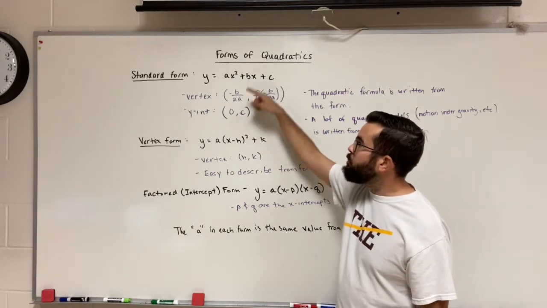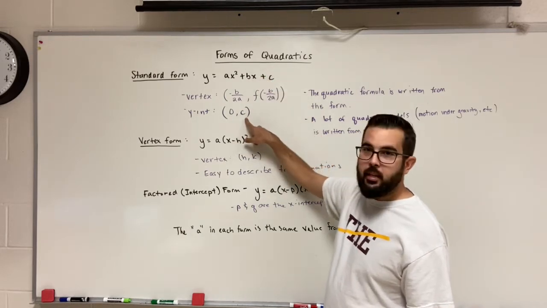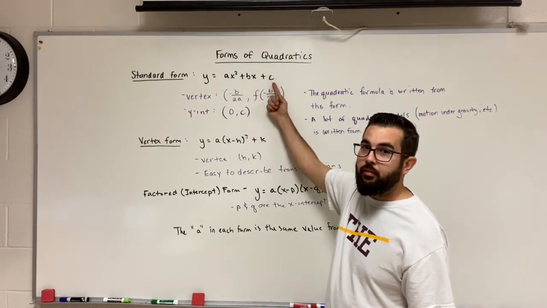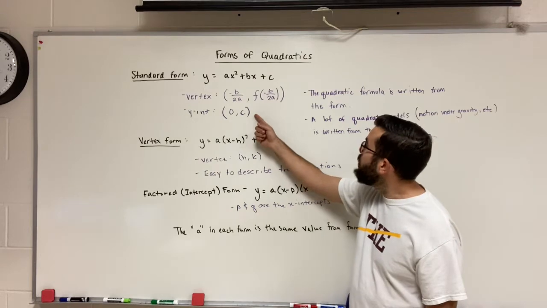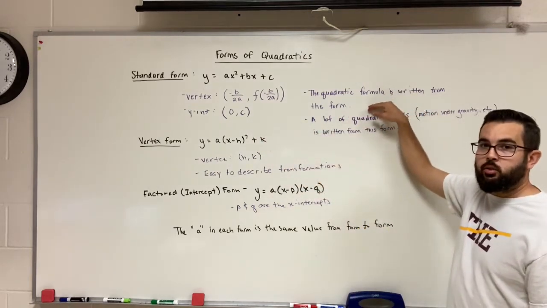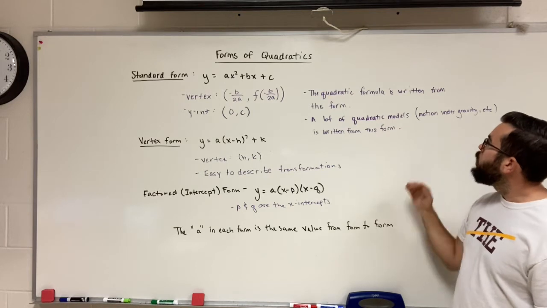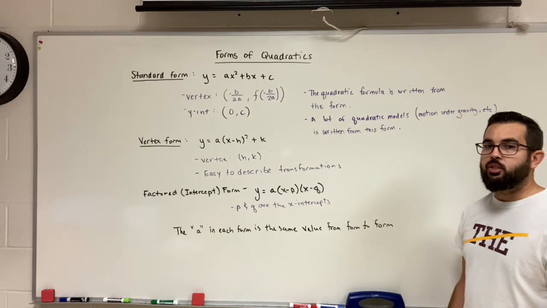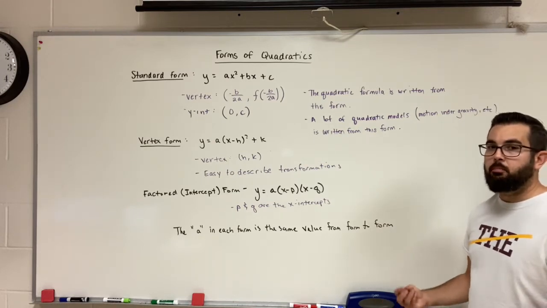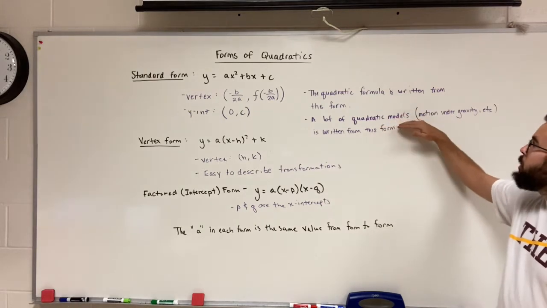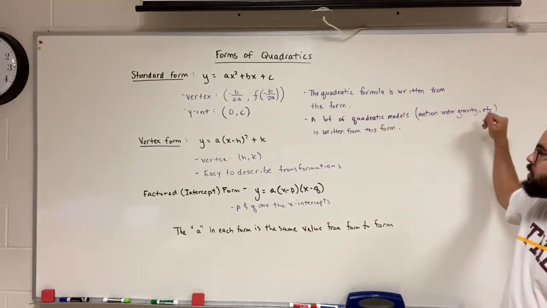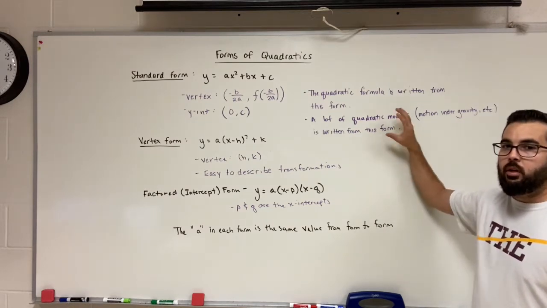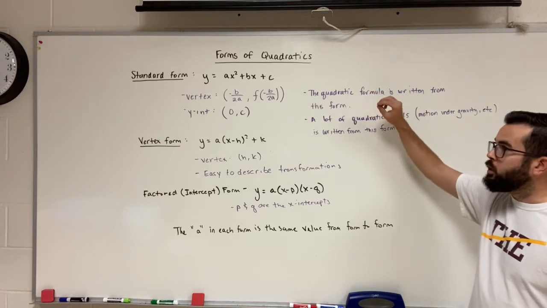So the y-intercept, if it's in this form, is 0, comma c. All right, and we can prove that if we plug in 0 for x. The only thing that would be left is c, so that's your y-intercept. All right, the quadratic formula is written from this form, and a lot of other quadratic models, when we talk about modeling, that's just when we take a given situation and match a quadratic to it. That's called modeling. A lot of quadratic models, for example, motion under gravity, etc., is written from this form. All right, so those are what we use standard form for.